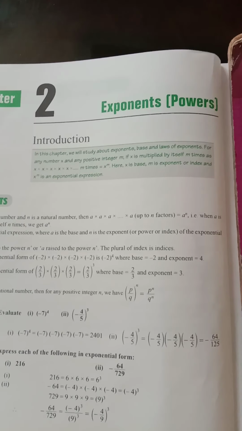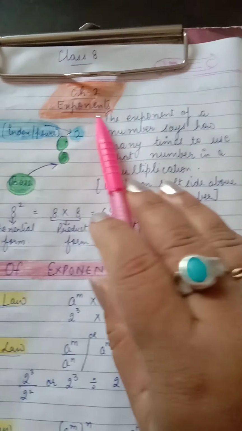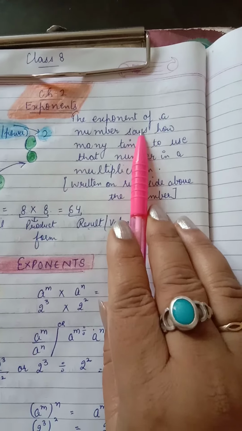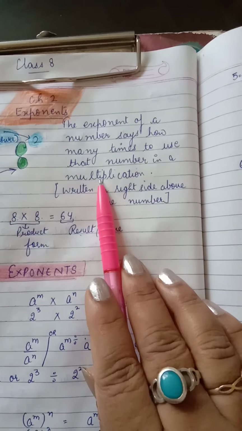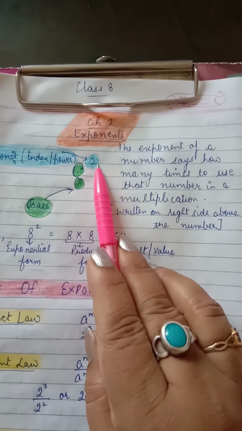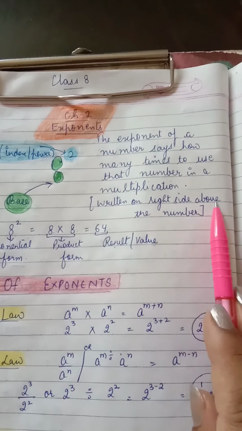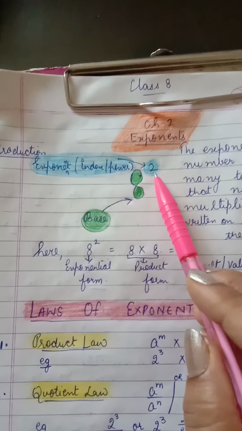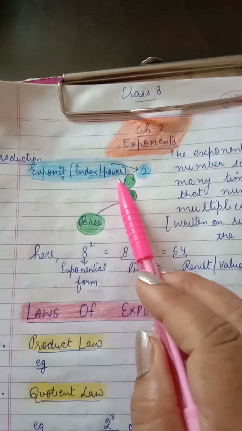Hello children, let's start with chapter number 2, exponents. Now, what are exponents? The exponent of a number says how many times to use that particular number in a multiplication process. Say this is a number 8 and I have written 2 on the top. An exponent is always written on the right side above the number. So here 8 is the base, and this 2 which is written on the right side corner is the exponent or the index or the power.